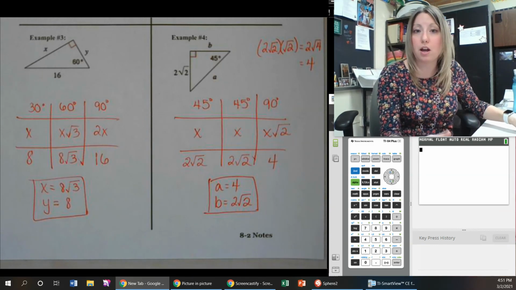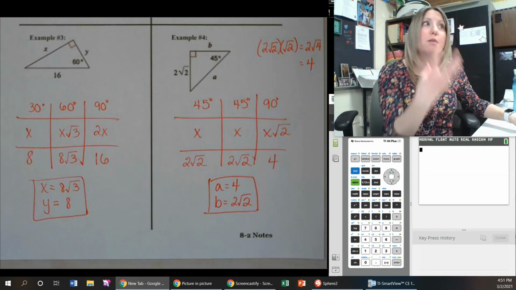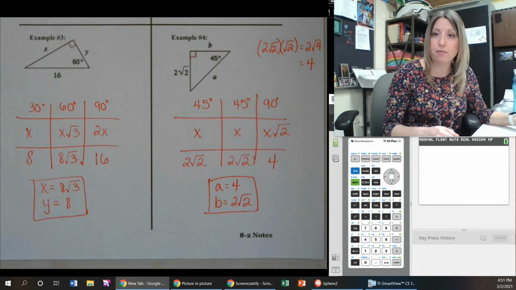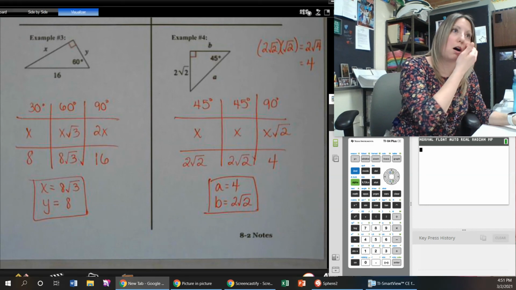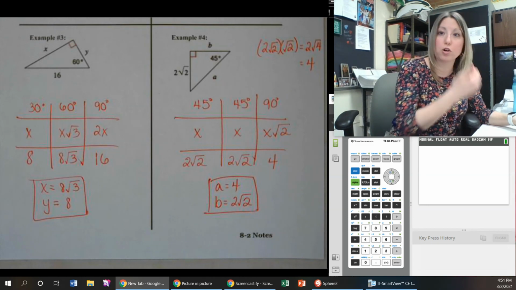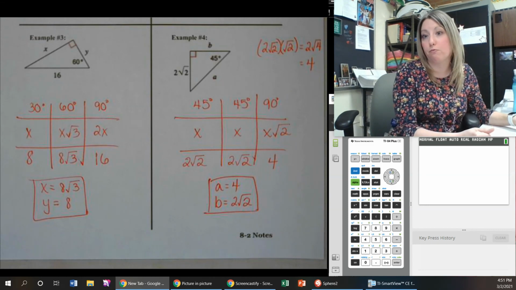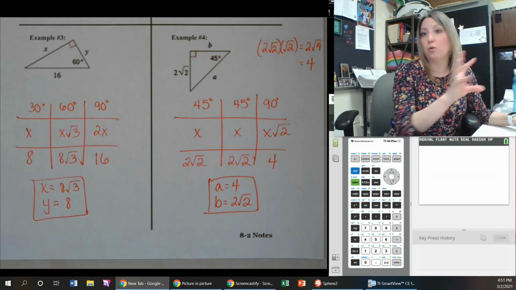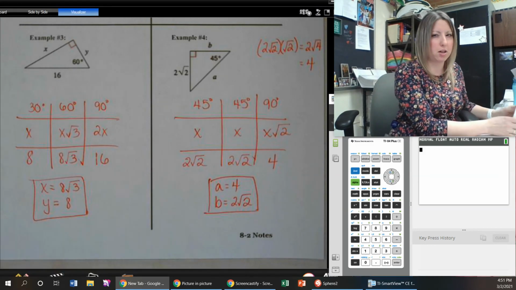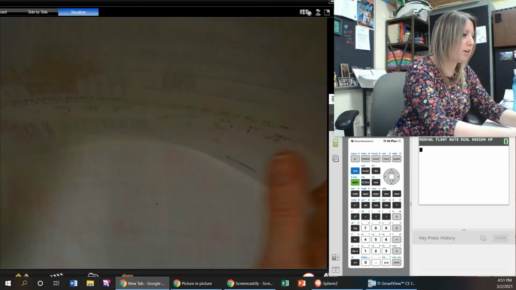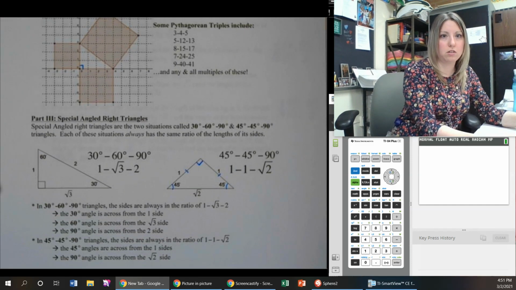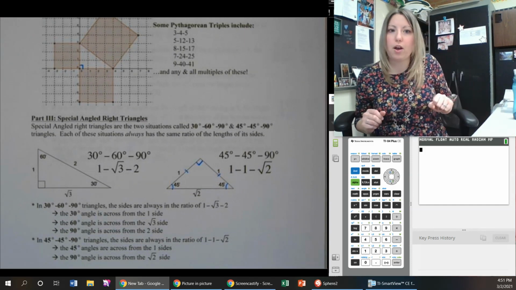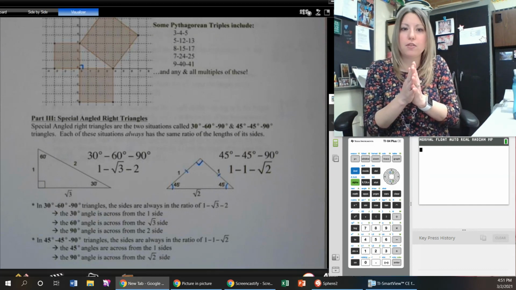So 30, 60, 90, 45, 45, 90, Pythagorean triples like 3, 4, 5, 5, 12, 13, 8, 15, 17, 7, 24, 25, and 9, 40, 41. Good to know those first 3 of the Pythagorean triples, maybe not the other ones. There you go, special right triangles. Make sure you work on those.